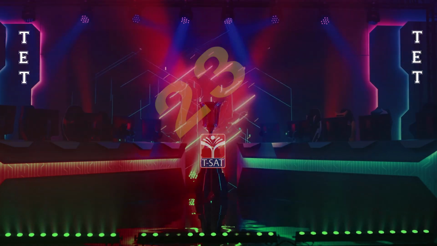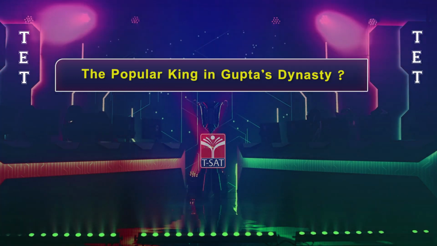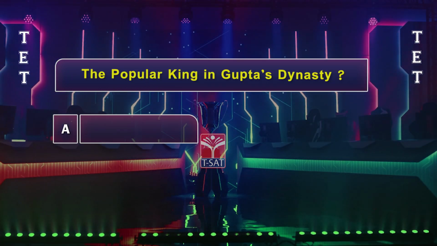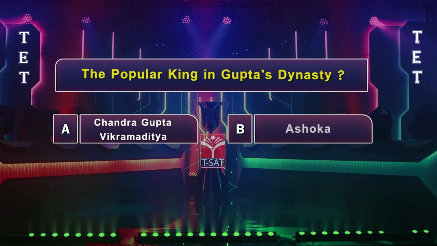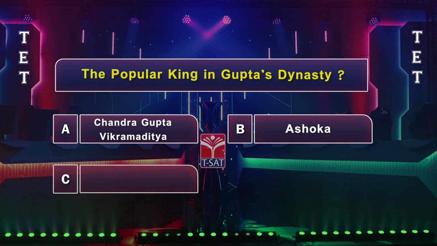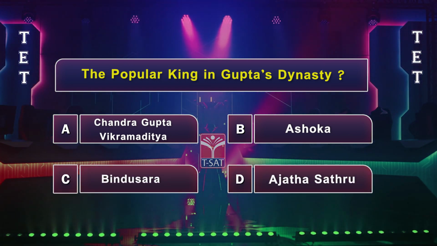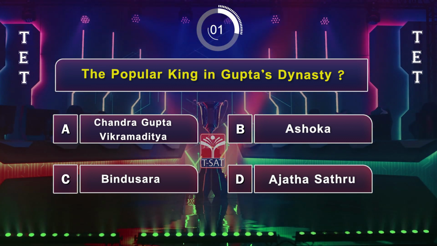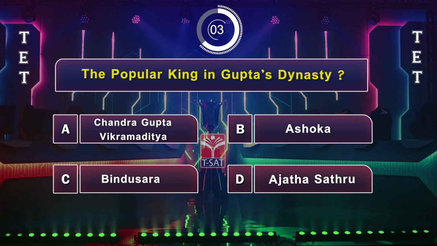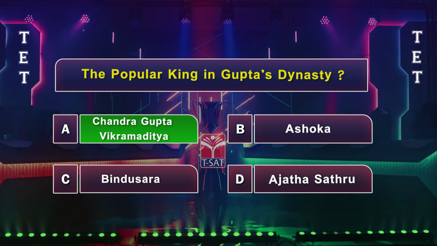Eucalyptus. 23rd question. The popular king in Gupta's dynasty. Option A, Samudragupta. Option B, Ashoka. Option C, Bindusara. Option D, Ajatasattu. Your time starts now. The correct answer is option A, Samudragupta.